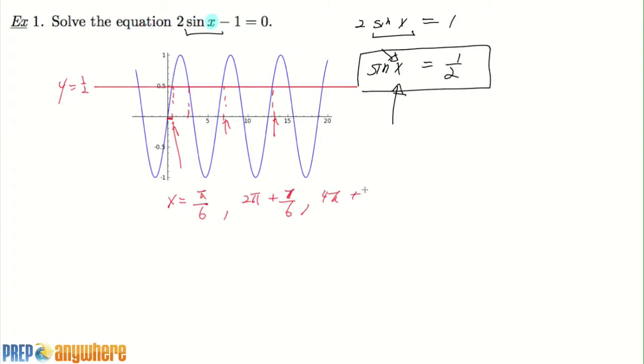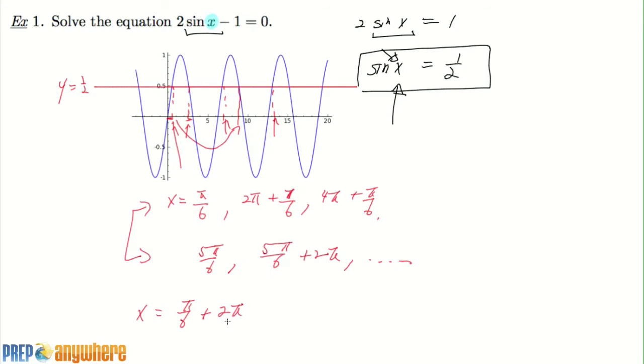Okay, and the one after that, right here, is going to be exactly 4 pi from pi over 6. Now this one here is pi minus pi over 6, which is 5 pi over 6. And the one after that, right here, is again exactly 2 pi away, so that's going to be 5 pi over 6 plus 2 pi. So you can see that the pattern will continue this way.